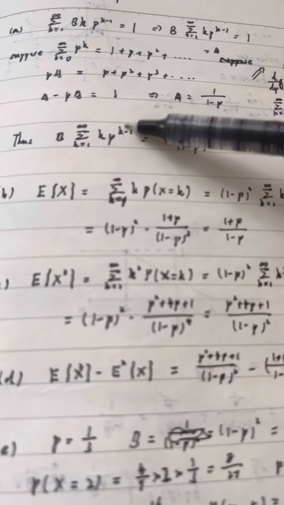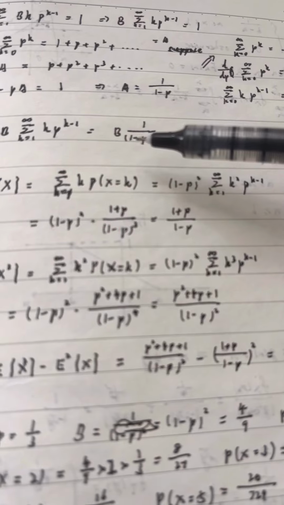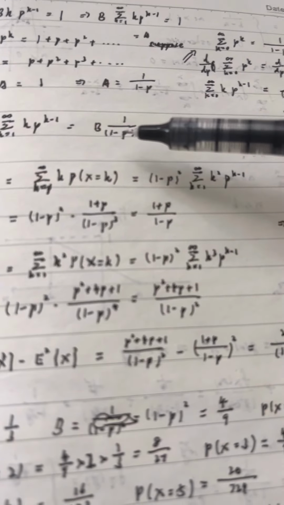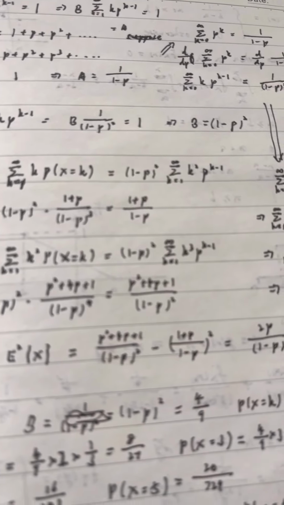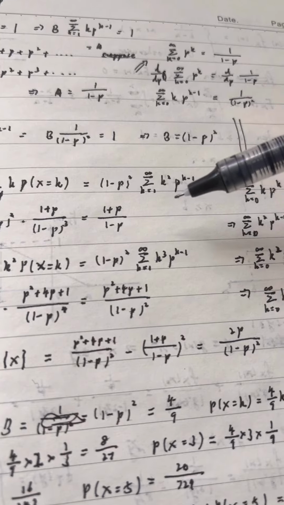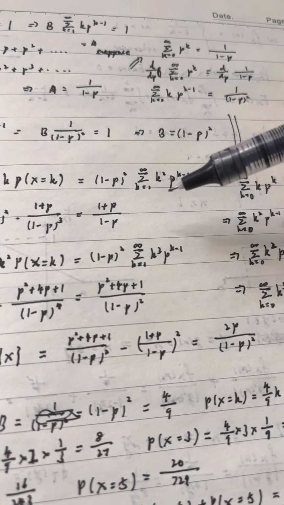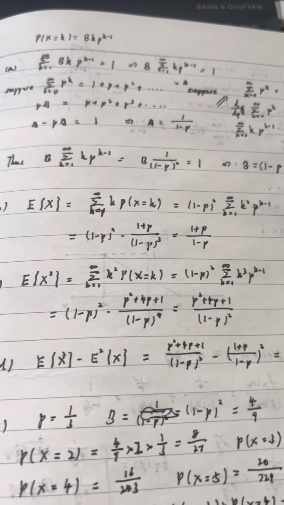So from that we have already got the value of the summation, and we substitute it in. We have b times 1 divided by 1 minus p squared equals 1. Then we get the result for b: it equals 1 minus p squared. So that's subproblem A.